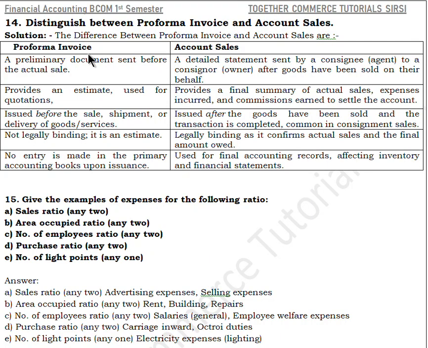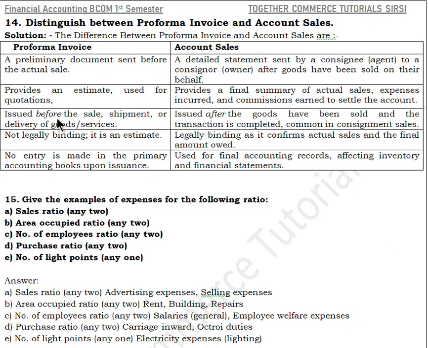The differences between proforma invoice and account sales are: number one, a proforma invoice is a preliminary document which is sent before the actual sale. It is more like a quotation, whereas account sales is a detailed statement sent by a consignee to the consigner after the goods have been sold on their behalf. The second difference is that a proforma invoice is an estimate or a quotation, whereas account sales is a full summary which has the actual sales, expenses, details, commissions, etc.